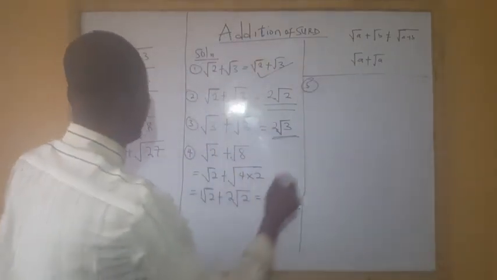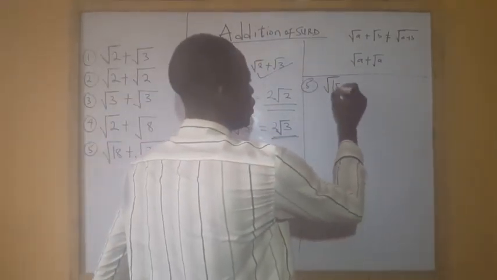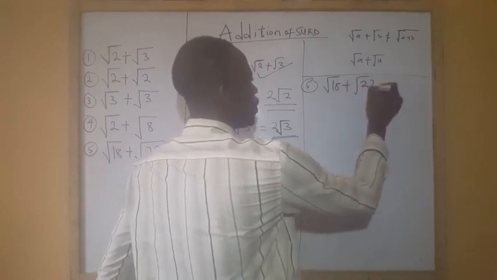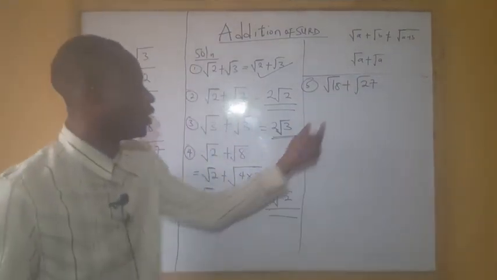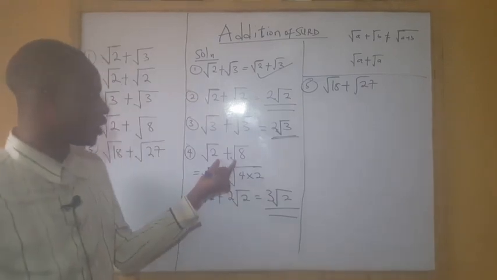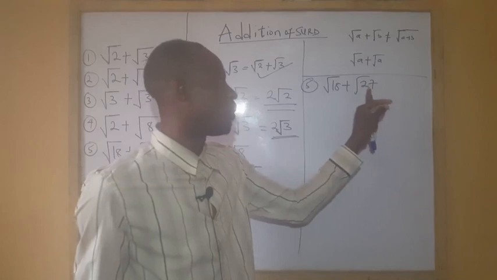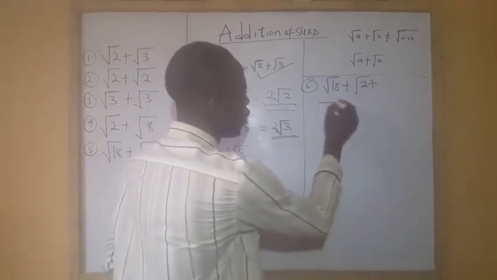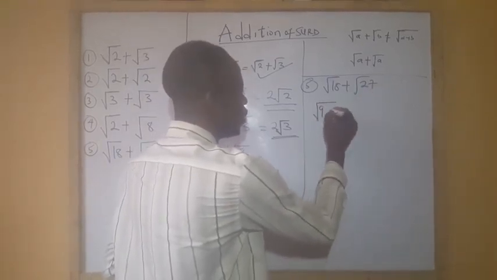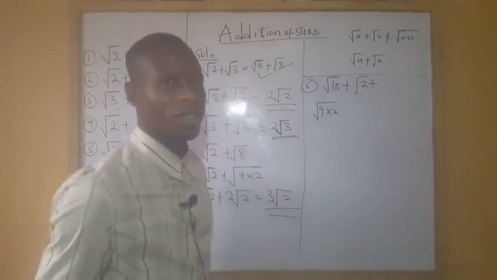Okay. So we are given root 18 plus root 27. Now, this is also the same thing as this. So we need to find the perfect square factor of this and the perfect square factor of this one. So the perfect square factor of 18 is 9. So 9 times 2 will give you 18.